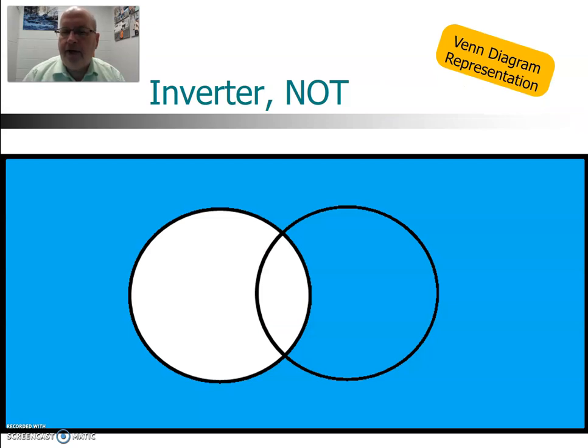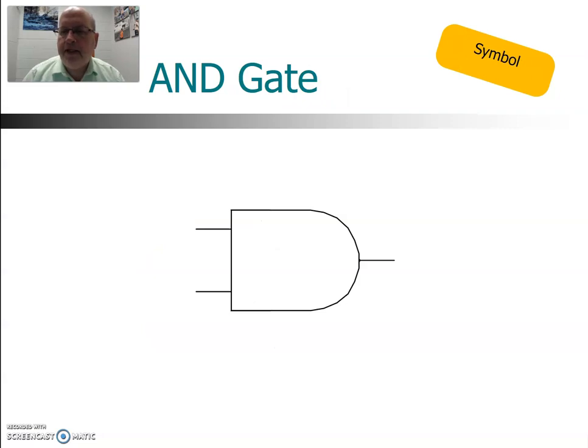If we look at that in terms of a Venn diagram, the left-hand circle would be A. The NOT A would be everything outside of that, the blue-colored area. The next logic gate we'll look at is the AND gate. This is the symbol for the AND gate. This is pictured with 2 inputs and 1 output: 2 inputs on the left, the 1 output on the right-hand side.